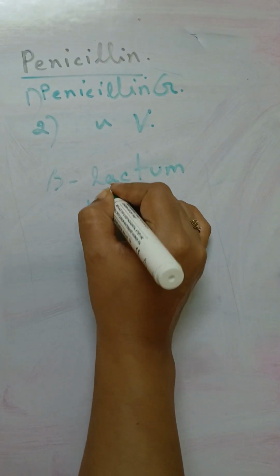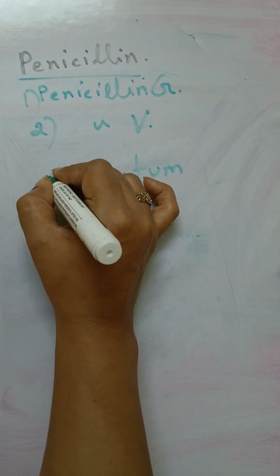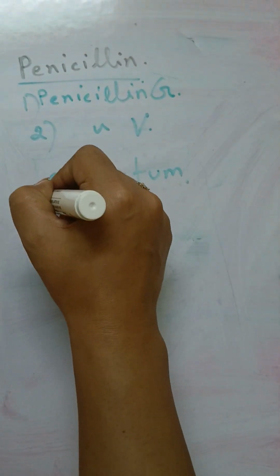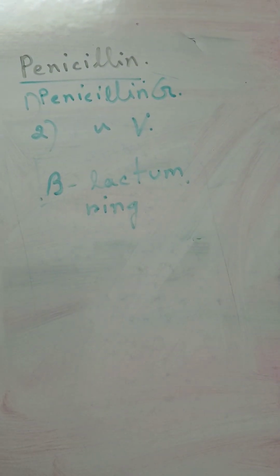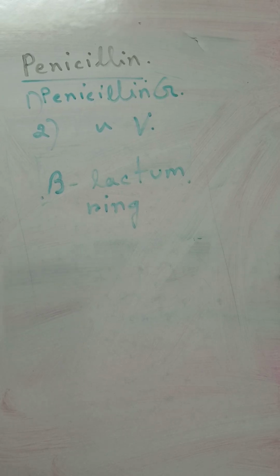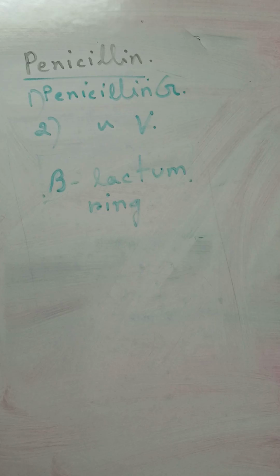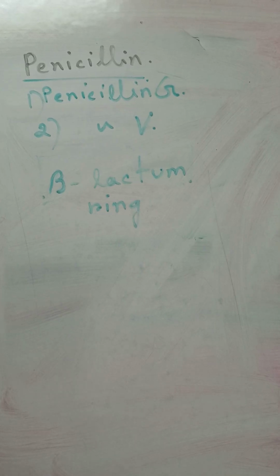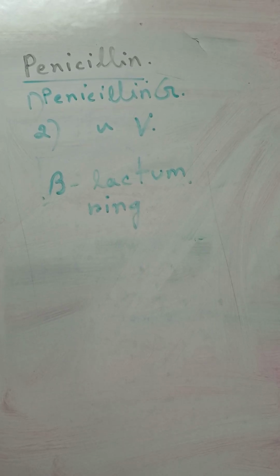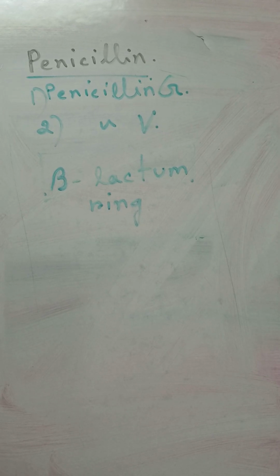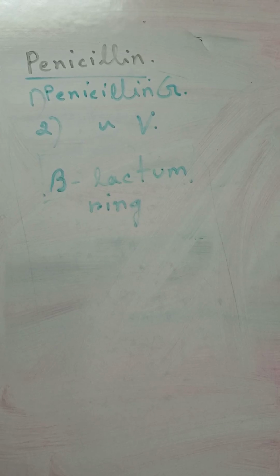It has a beta lactam ring, which is the main structure of penicillin. This is the main structure of penicillin, the beta lactam ring. Remember that. So that is why penicillins are also called beta lactam ring containing antibiotics. So if suppose you guys have a question in your semesters, what are the beta lactam antibiotics, it means they are asking about the penicillin.